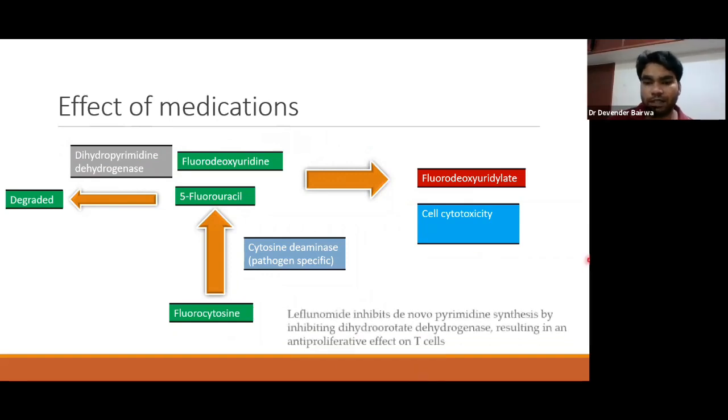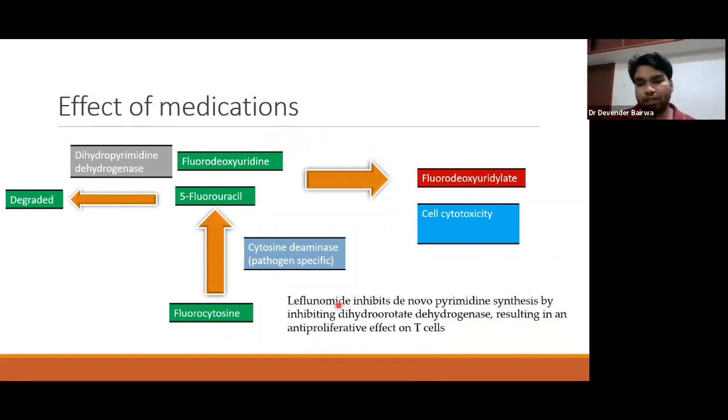One more drug is leflunomide. Leflunomide inhibits de novo synthesis of pyrimidine by inhibiting the dihydroorotate dehydrogenase enzyme. Because of this inhibition, pyrimidine synthesis is arrested, which leads to an anti-proliferative effect on T cells. So this is how different drugs can act in pyrimidine metabolism.